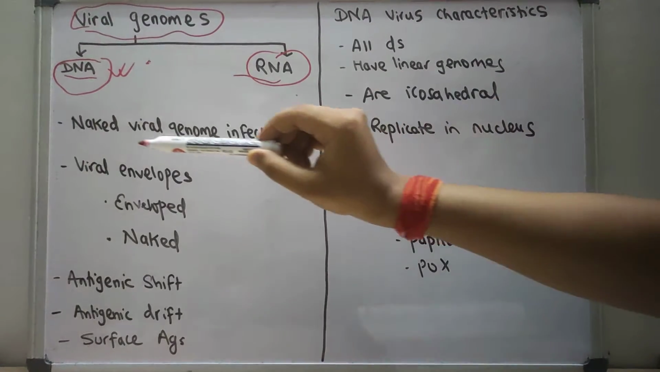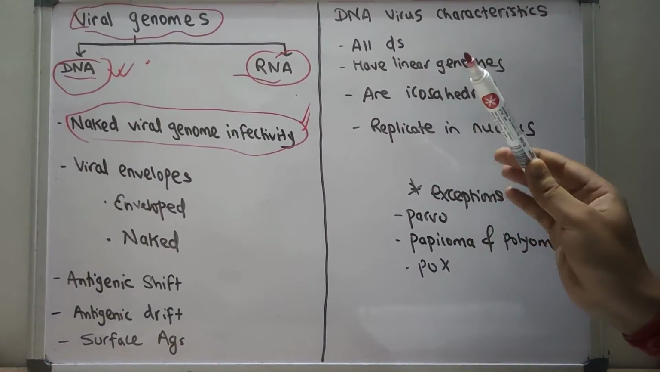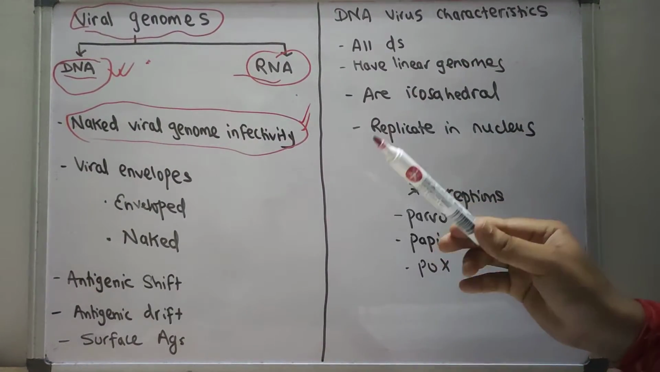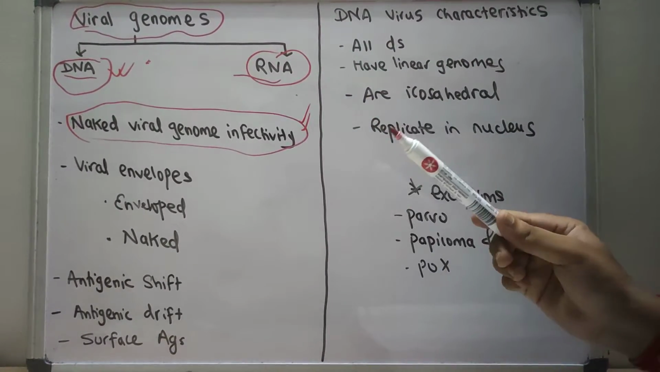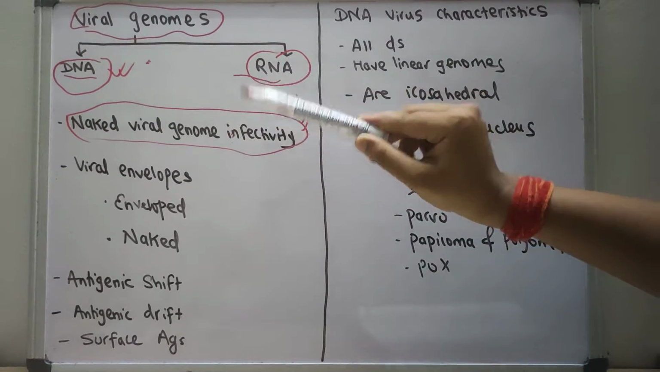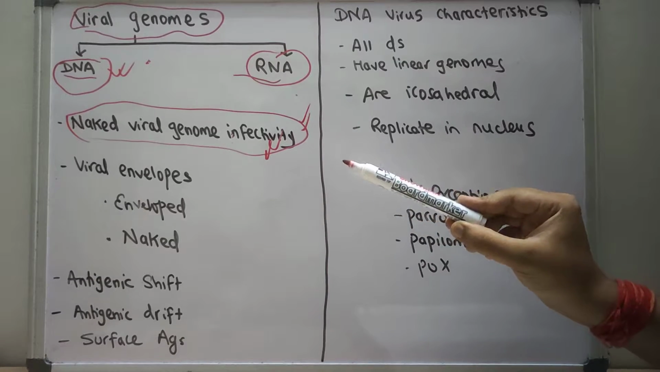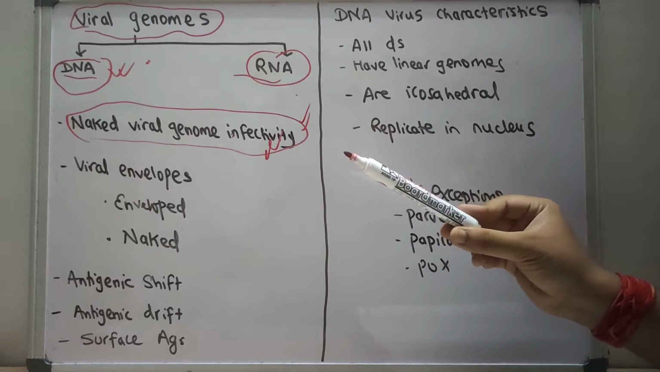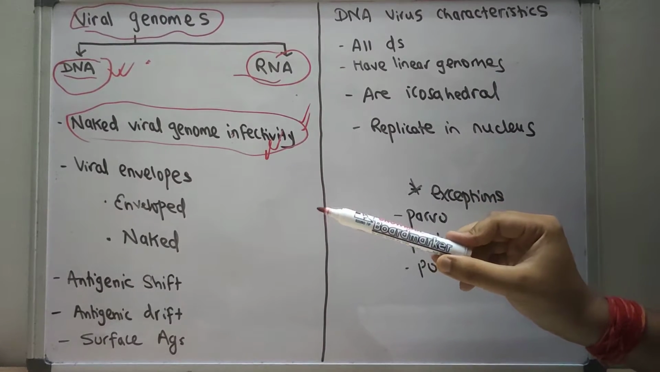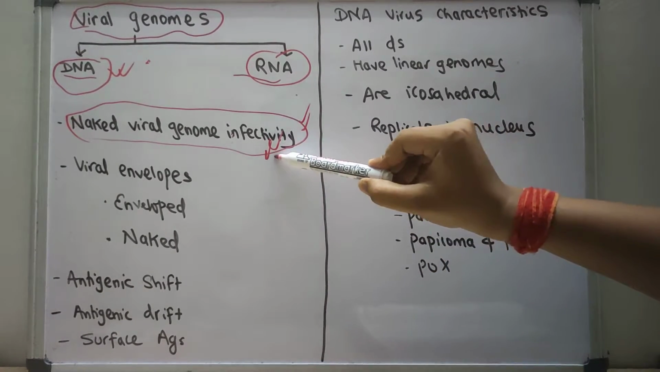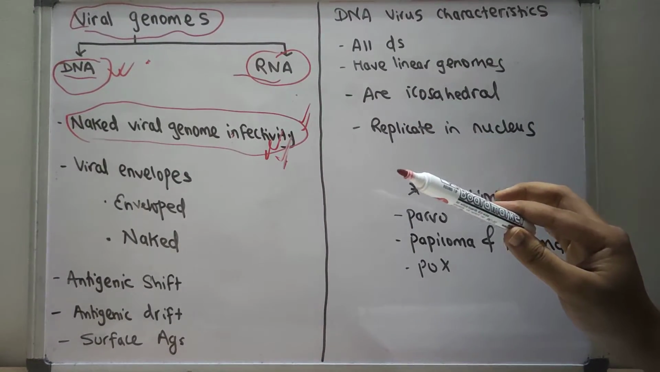Now let us talk about the naked viral genome infectivity. The purified nucleic acid of most double-stranded DNA viruses, except pox viruses and hepatitis B viruses, and positive-strand single-stranded RNA viruses, which is equivalent to mRNA, are infectious. Naked nucleic acid of negative-strand single-stranded RNA and double-stranded RNA viruses are not infectious, and they require polymerase contained in the complex virion. So this is about the naked viral genome infectivity.